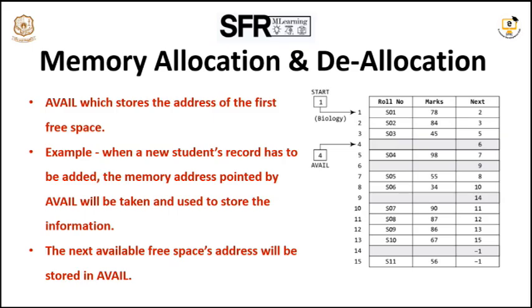For example, when a new student record has to be added, the memory address pointed to by avail will be taken and used to store the information. So if we want to add any new information, we will store it in address 4. After the insertion, the next available free space address will be stored in avail. The next available free space is number 6, so if we store data in address 4, the avail pointer moves to address 6. Likewise, it just uses the free space available in memory.